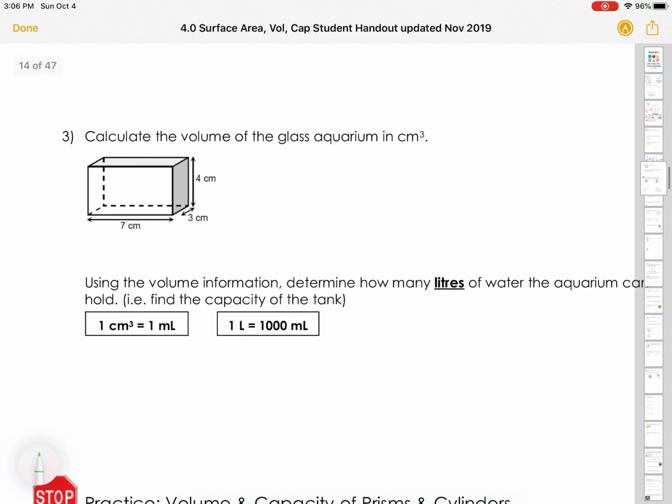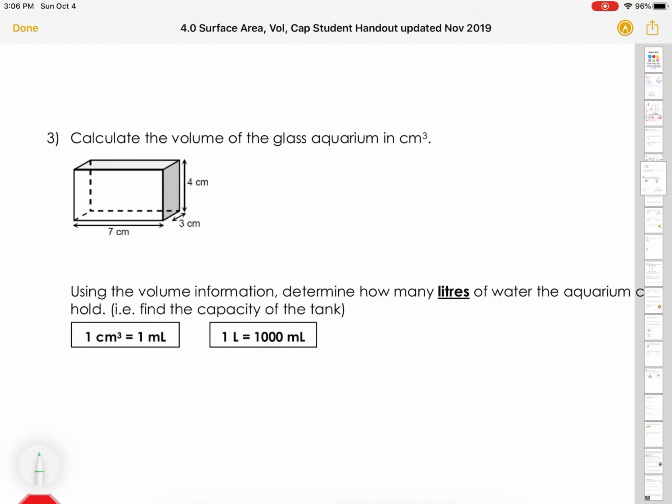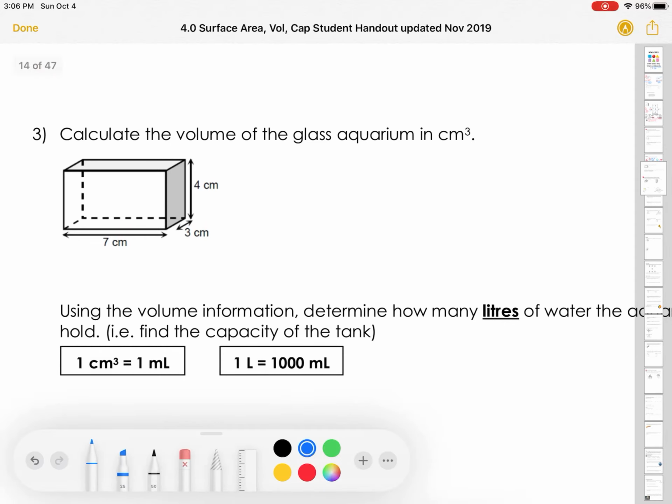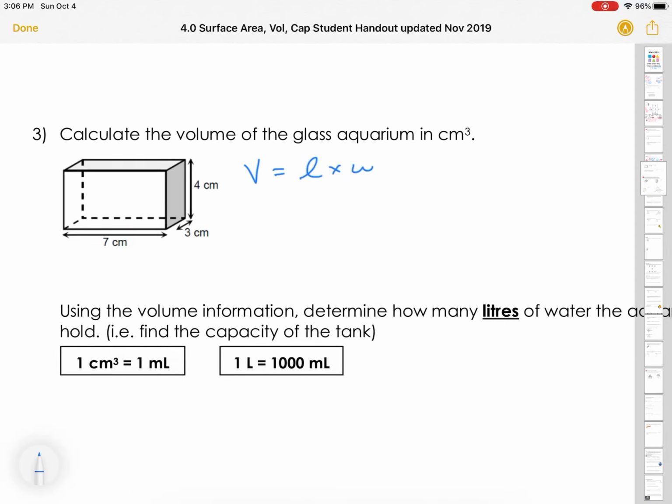See what we got here. Question here. Calculate the volume of this glass aquarium in centimeters cubed. Now, for rectangular prisms, I do just take a shortcut because the volume of a rectangular prism is just going to be length times width times height, because length times width is the area of the base times the height will give us the volume. So this will be 7 times 3 times 4. 7 times 3 times 4 is 84 centimeters cubed.